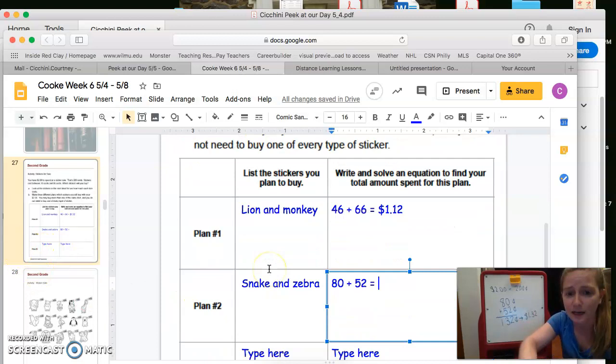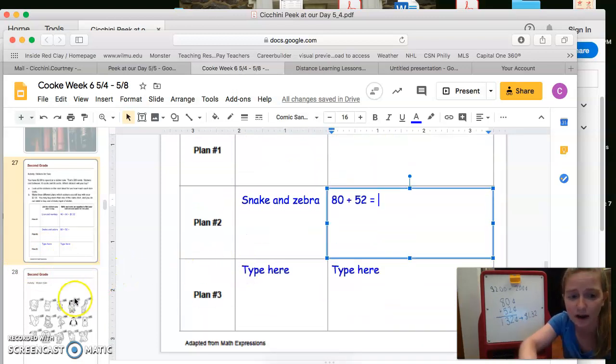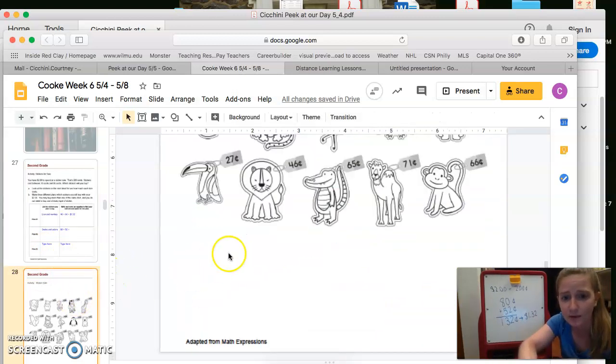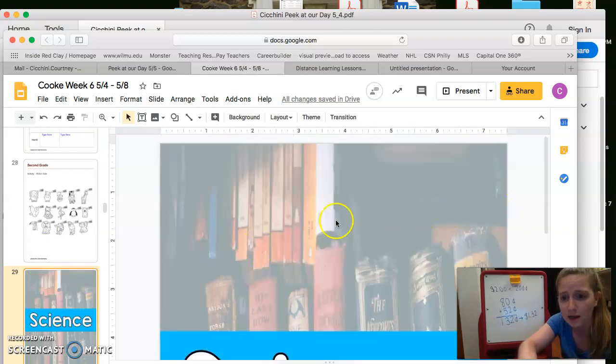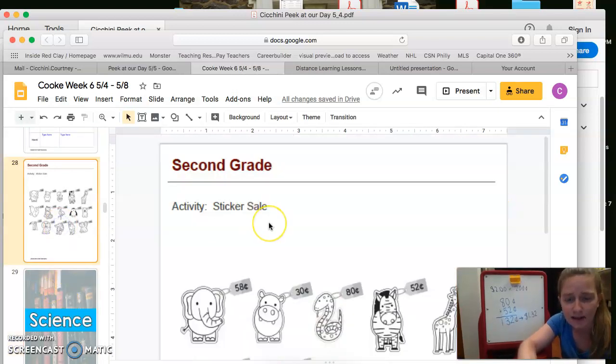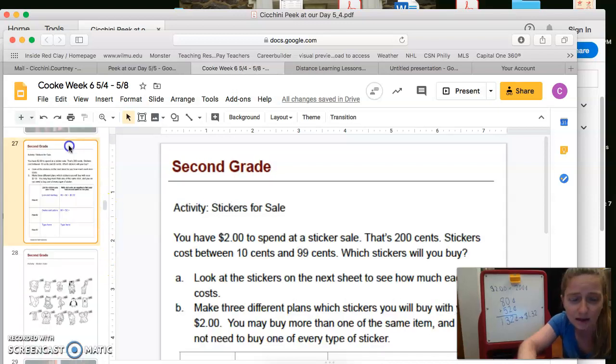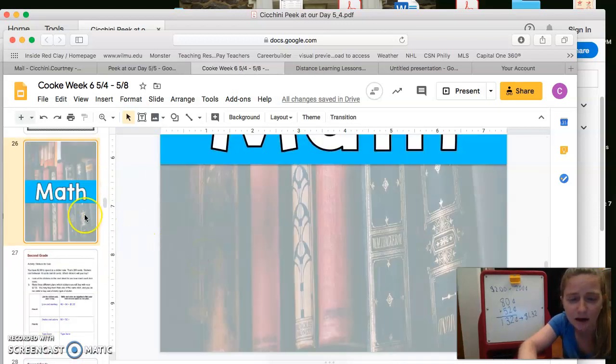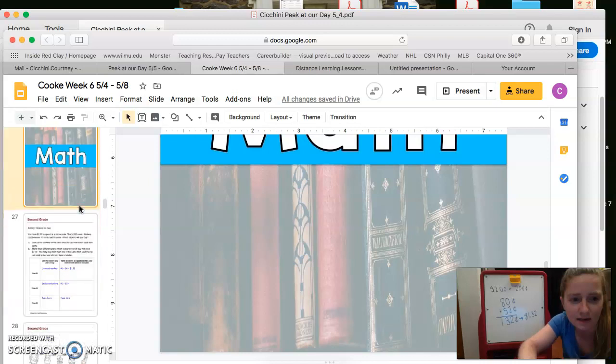Right, so plan 3, I have to figure out another set of animals to buy. I might buy the elephant and the lion. Not lion, let's see.